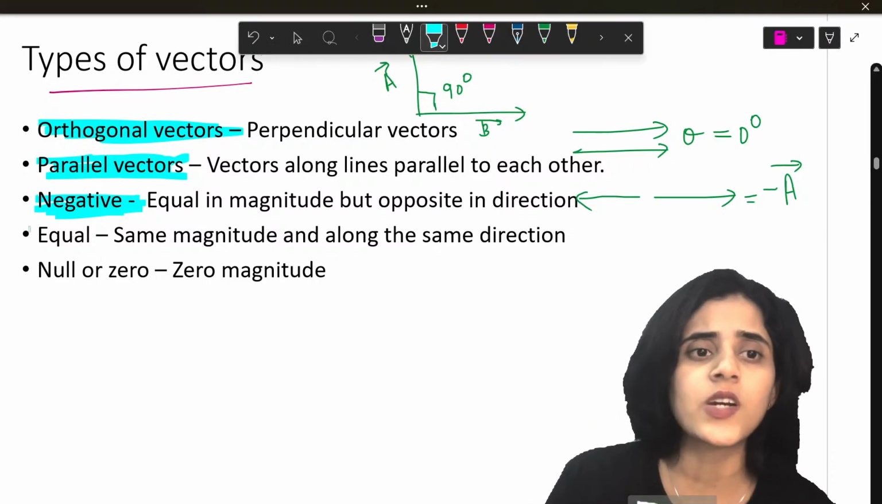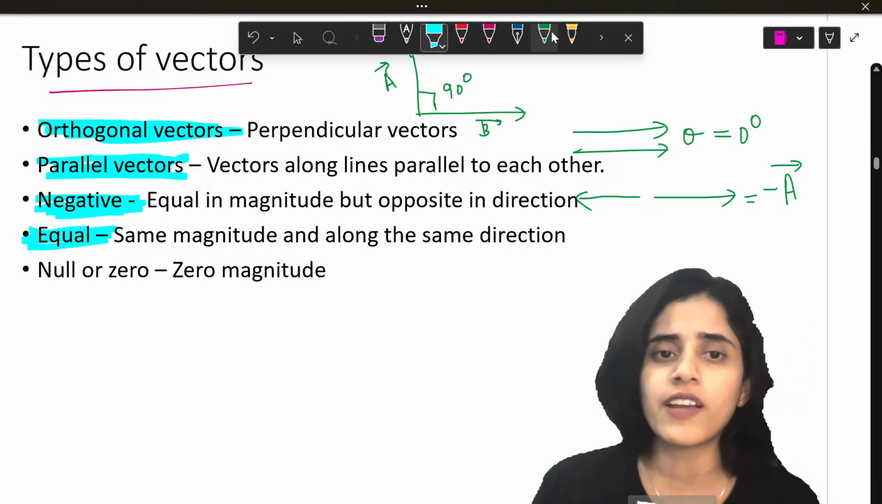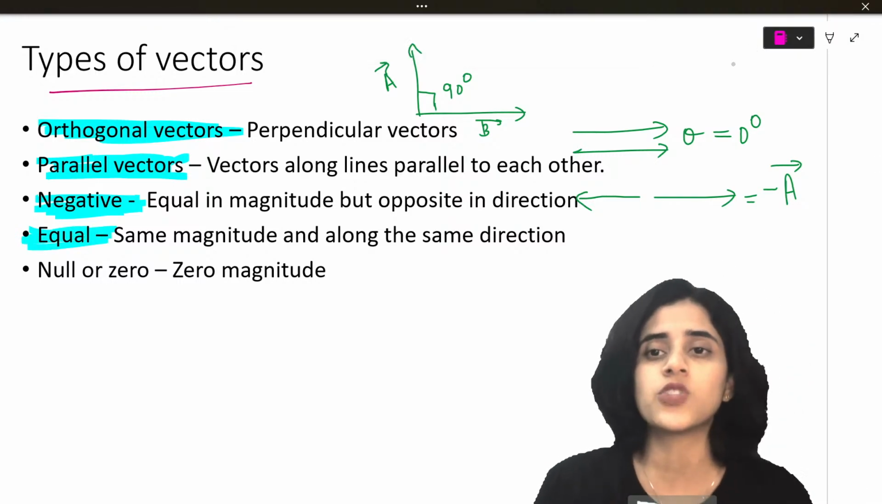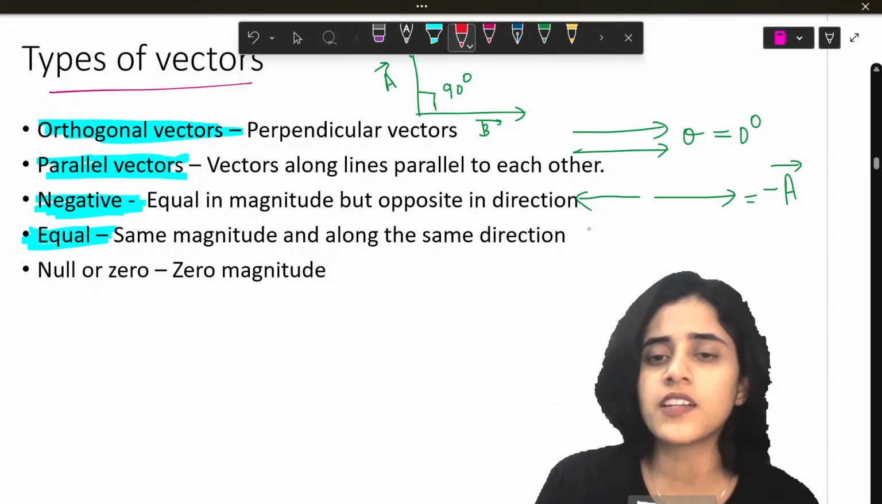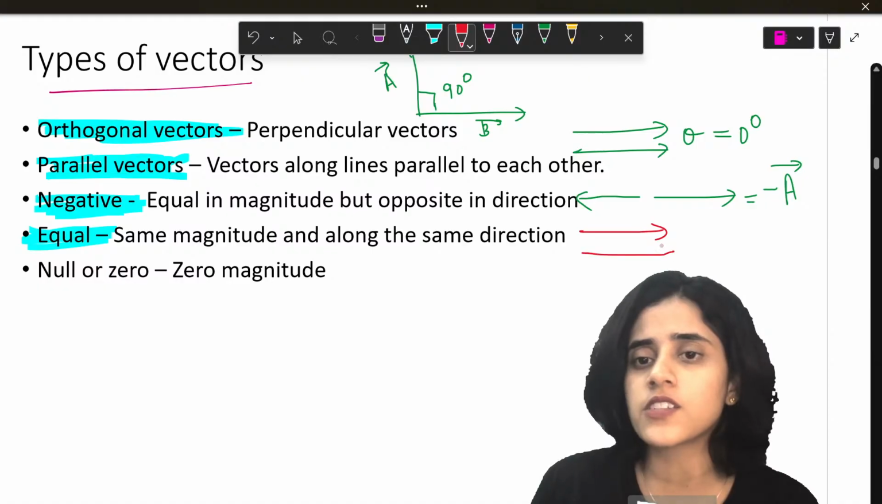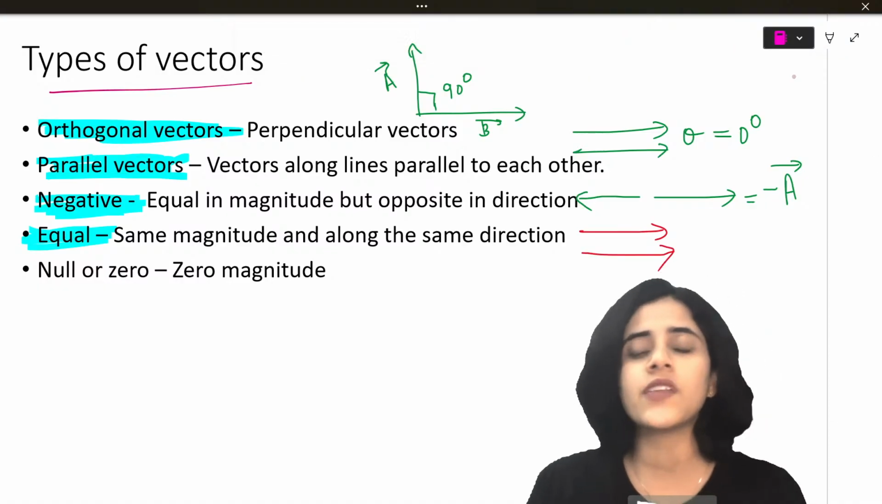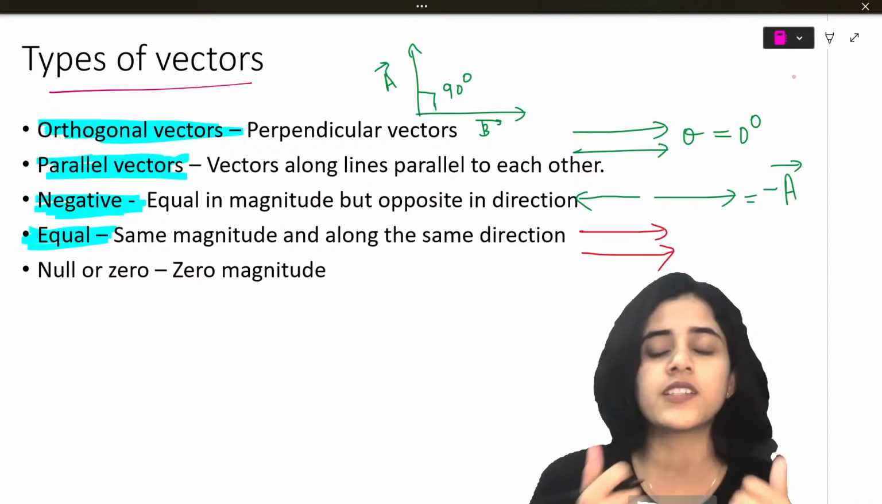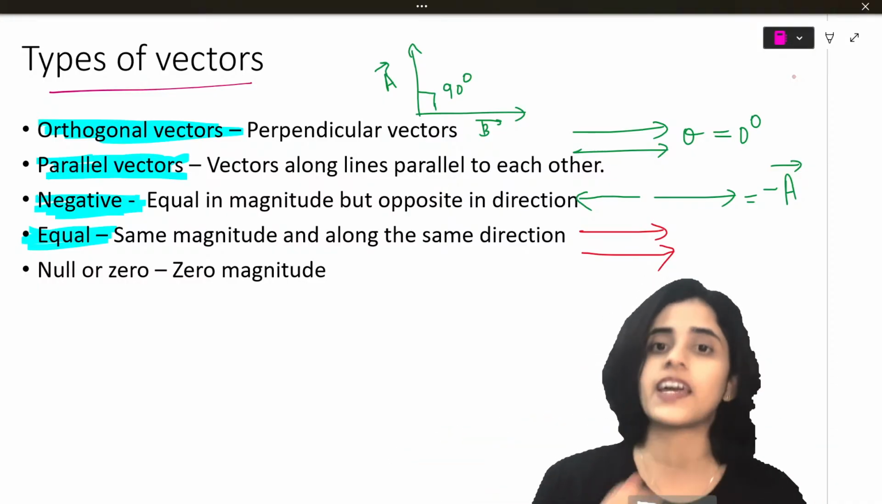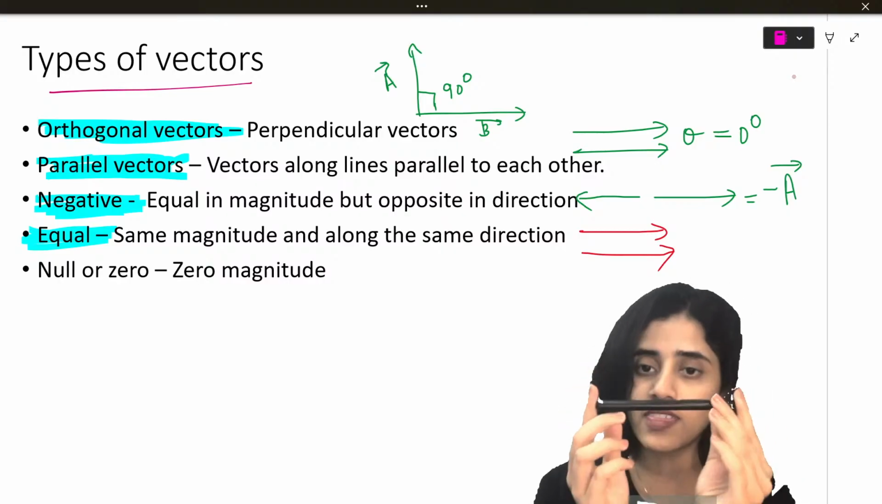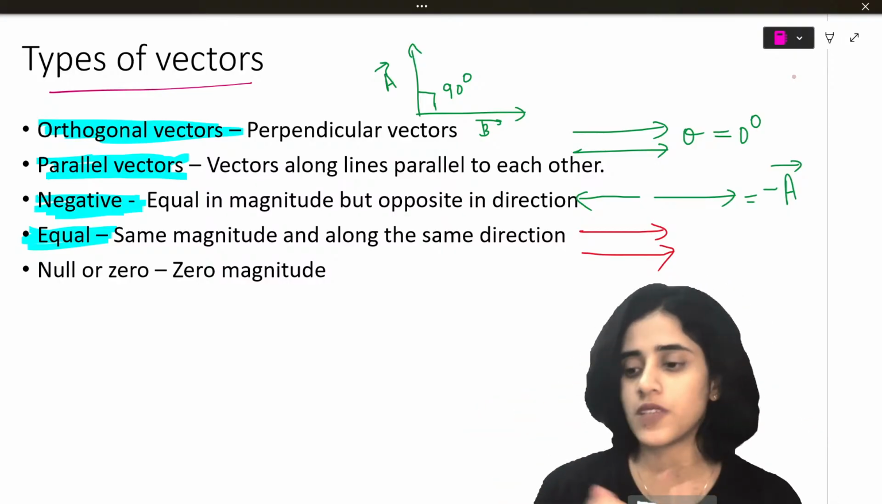Next is equal vectors. What are equal vectors? They also have same magnitude, same direction. So they are like parallel vectors. But here the difference is same magnitude and same direction. In parallel vectors, they need not have same magnitude. They just have to be parallel to each other. Equal vectors are vectors that have same magnitude, which means same length, and pointing in the same direction.